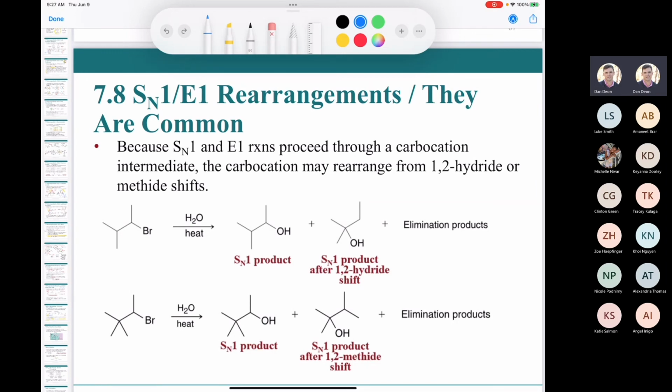So let's check this out. The first step, you have this secondary alkyl halide. It's not going to undergo SN2. It's not going to undergo an SN2 reaction.